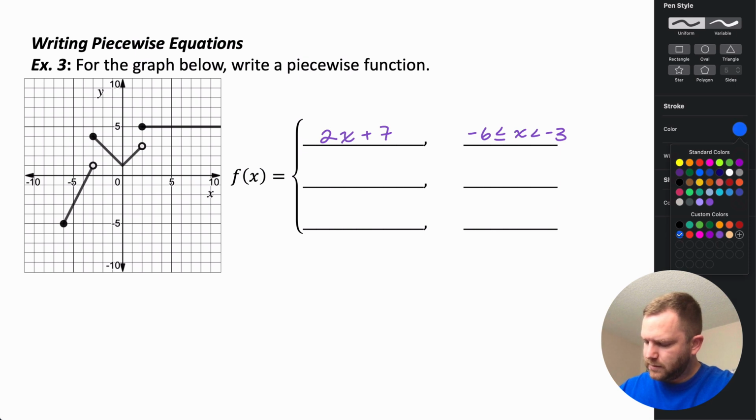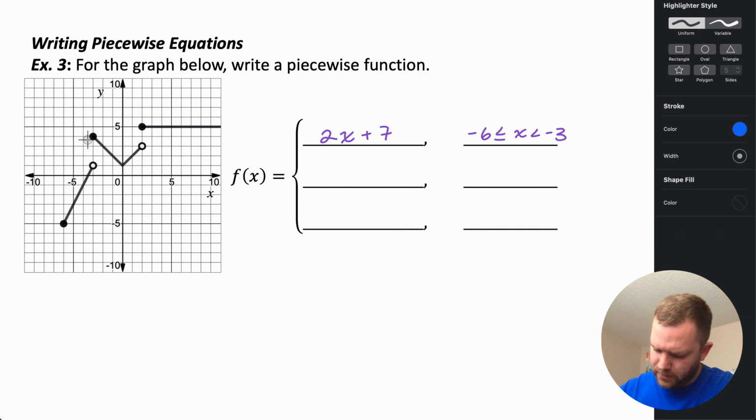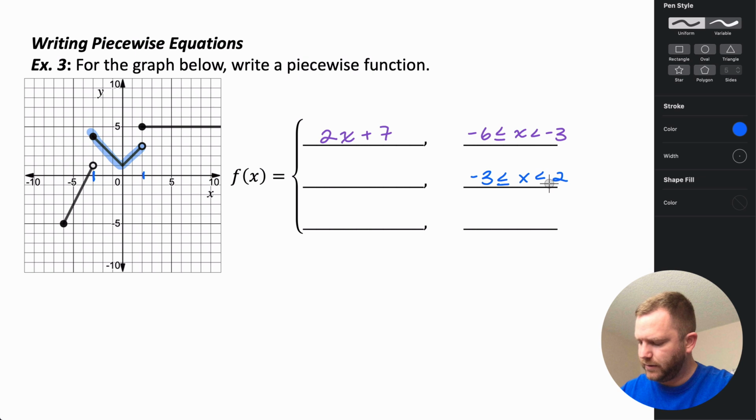Okay. So let's take a look at this middle portion here. I'm going to use an absolute value definition for this. It goes in between -3 and +2. So -3 less than x less than 2. At -3, it's a closed point, so it's going to be less than or equal to. And then at +2, it's an open circle, so it's going to be strictly less than.